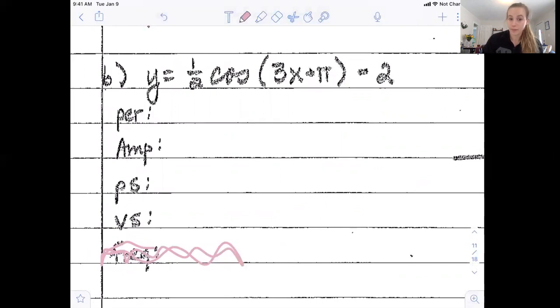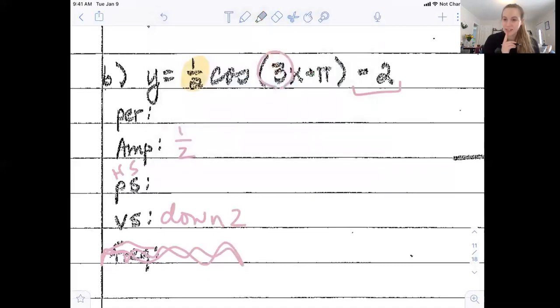We are doing here period, amplitude, horizontal shift, and vertical shift. So period is going to be dealt with the 3. Let's do vertical shift, that is easy. This -2 means that we go down 2. This 1/2, this amplitude, that's easy. My amplitude is just 1/2. That's fine. Ugly, but fine.